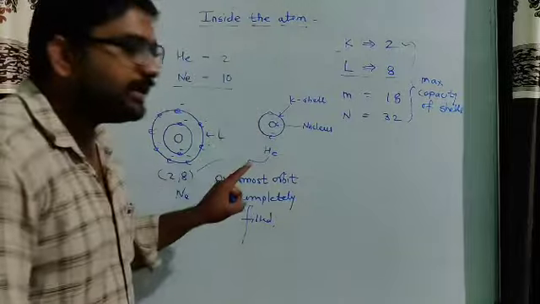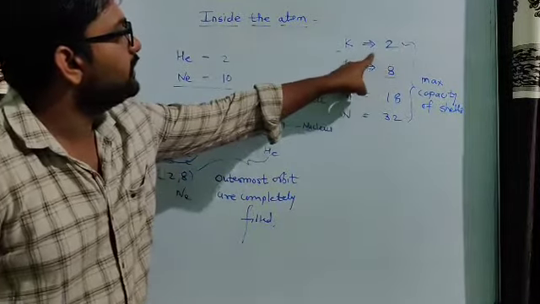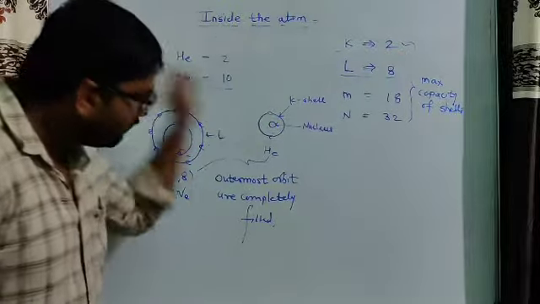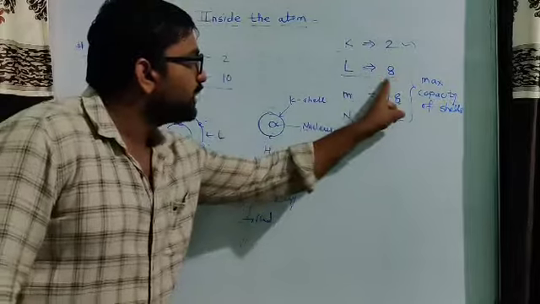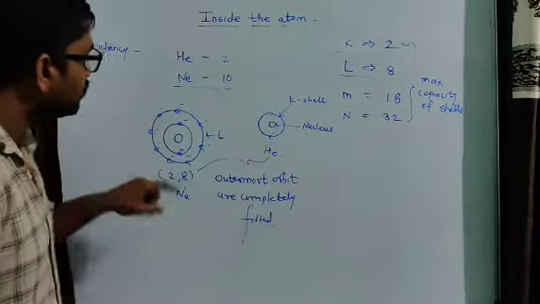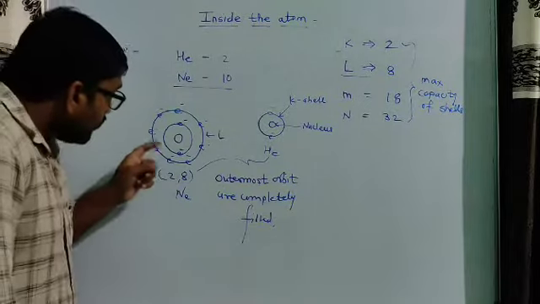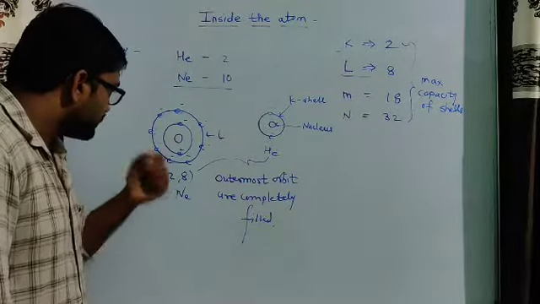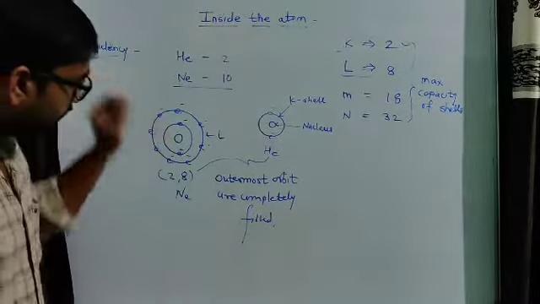In helium, the outermost orbit is the K orbit. It has 2 electrons, and its maximum capacity is also 2, so it is completely filled. In neon, the outermost orbit is the L orbit. Its maximum capacity is 8 electrons, and here 8 electrons are present. So in the neon atomic structure, its outermost shell is also completely filled.